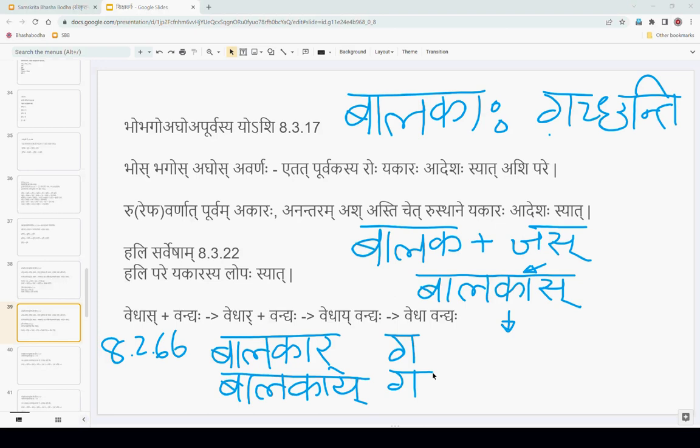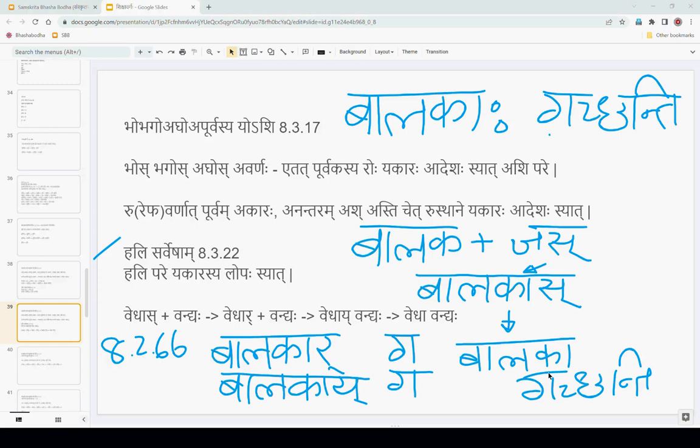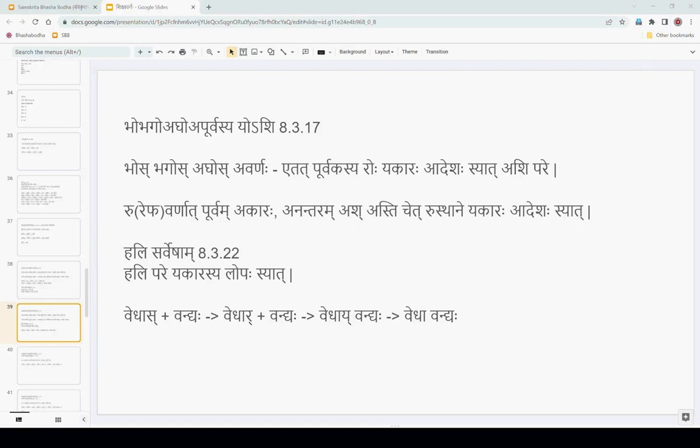Katham sutram? Hali sarvesham. 8322 hali prayakarasya lopaha. So finally we have balaka gachanti. Okay, so we can use this in different places. So what this Hali Sarvesham says is Hali Parayakarasya Lopasyat. So what about Ra? Any other examples you can take?